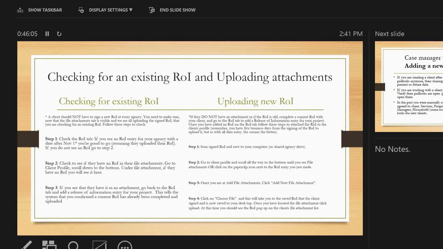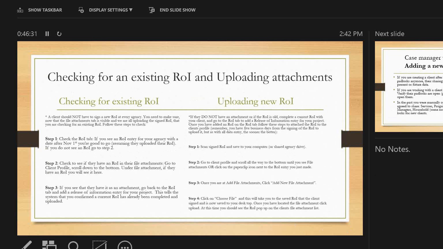So here are the steps you need to take to see if an ROI has already been uploaded. Step one, check the ROI tab. You can either check this from the actual ROI tab in ServicePoint, or you can go to the client summary. If you see an ROI entry for your agency with a date on or after November 1st, you know someone from your agency has already filled out the new ROI with the client and has either uploaded it or will be uploading it within the next 5 days. If it's in there, you can stop. If it's not, go to step two.